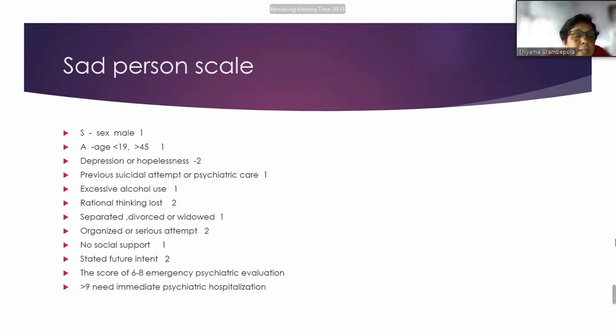Now, suicidal intent comes in here as an organized or serious attempt, right? So this is only one factor in the SAD PERSONS scale. But when it comes to assessment of suicidal intent, there are a lot of other factors that we need to look for, right? So this organized or serious attempt is the thing that we are looking at in the suicidal intent, right? Clear?